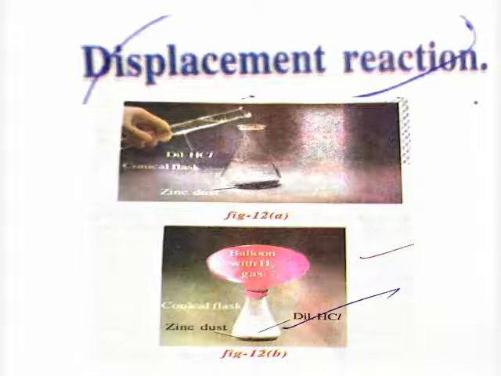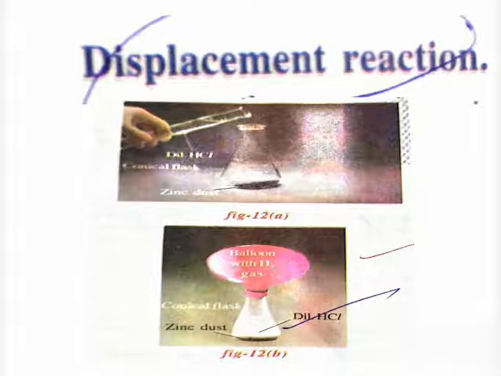Okay, next, now take a balloon and tie it to the mouth of the conical flask. This is shown in figure 2. So closely observe the changes in the conical flask and balloon. After some time, what changes will take place that you observe in the conical flask and balloon? So what do you notice?